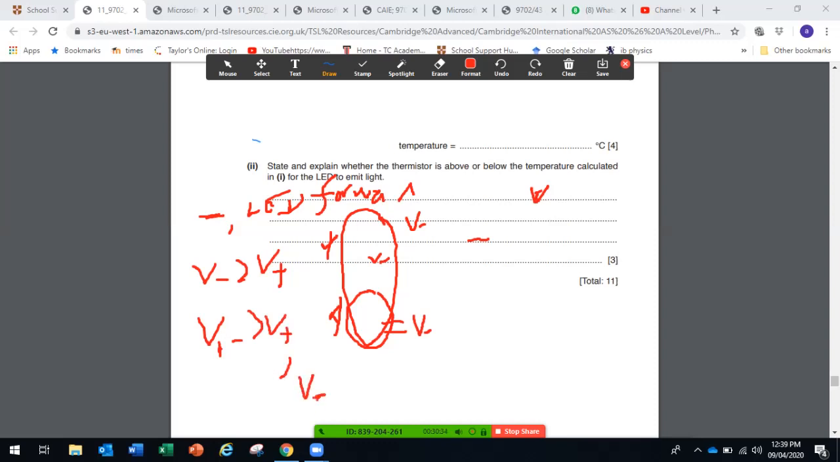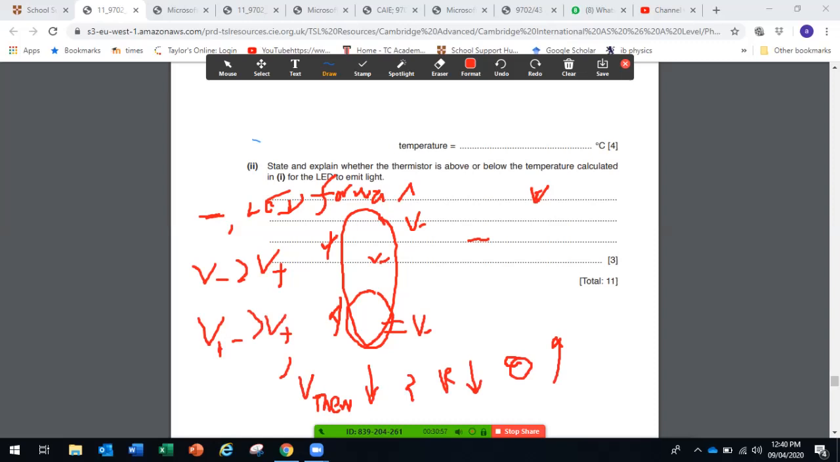For V negative to be bigger than V positive, the voltage across the thermistor must get lower. Therefore, resistance must get lower. So temperature needs to be raised. So sir, V negative is the one which we need to increase. Yeah, V negative.